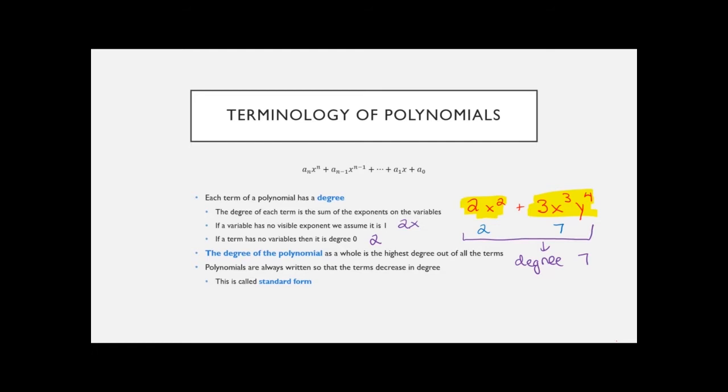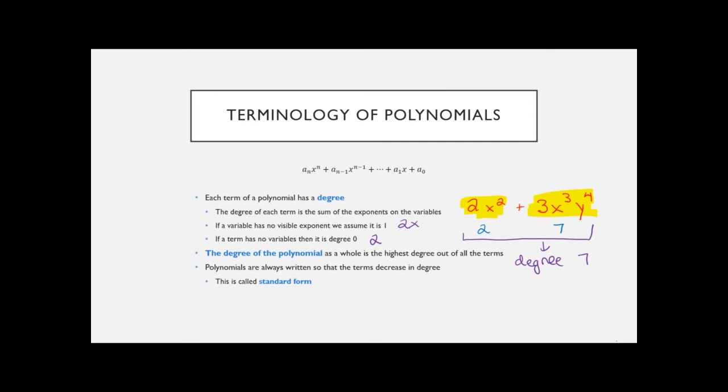Understanding the degree of a polynomial is really important because we are going to be spending a lot of time on degree 2 polynomials, which are called quadratics. So we have a special name for those. Those are called quadratics. So knowing that terminology is really important there.